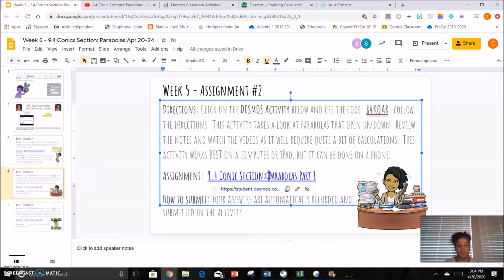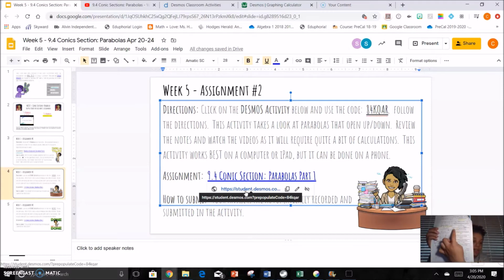Assignment number 2. This is your Desmos activity, and we're going to take a look at this. This part 1 Desmos activity is for parabolas that open up or down only. So if you want to look at the video about this section, you only want to look at the section that talks about parabolas that open up or down. You also want to print out or write down a couple of things. One being in the notes. When I did example number 1 and number 2, there were some formulas that I highlighted that you want to write down, for each one, from the top down. Look through that video and write these down, okay?